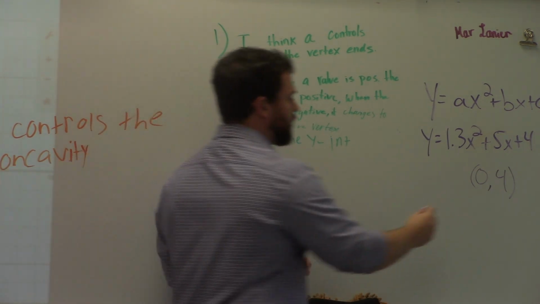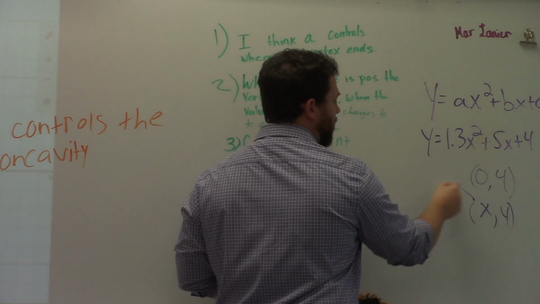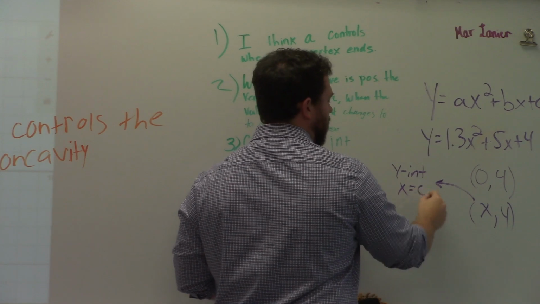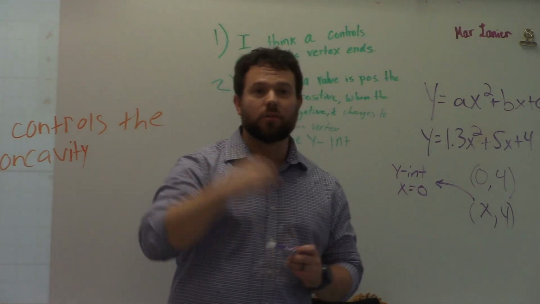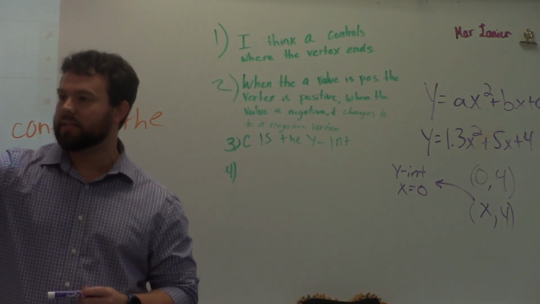It needs both an x and a y. But what do we know about every y-intercept that's ever existed? The x is always zero, right? And I want you to think about this because this isn't random. This actually should make sense. If we want a y-intercept, the x is zero.